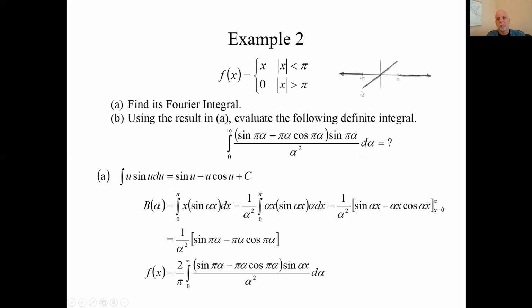Here's another example. Say here it is, and if you graph that function, it looks like this. We'll first find the Fourier integral, and then we'll have the second part of the problem. Use that result to evaluate this definite integral. So in this case, if you look at the graph, it's an odd function. So we use the formula for the odd function.